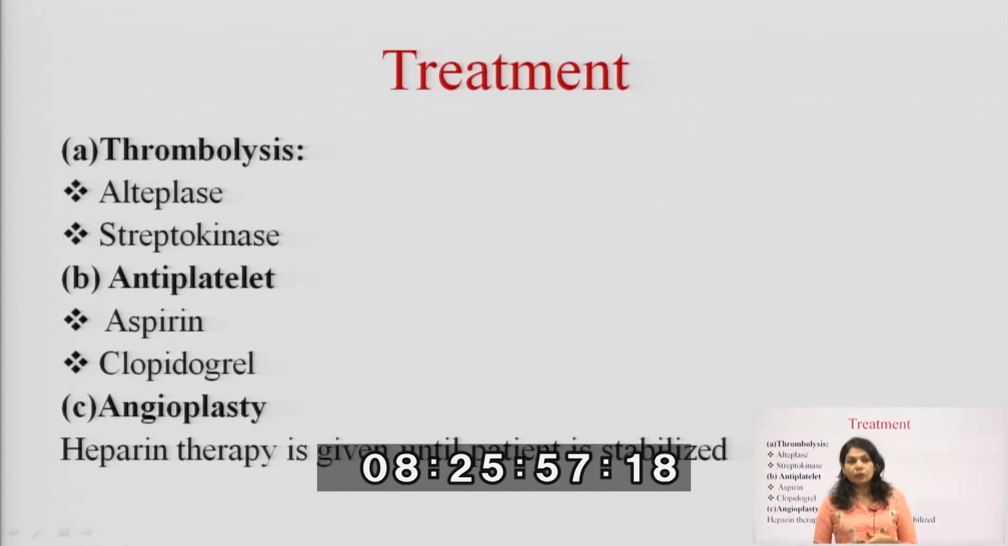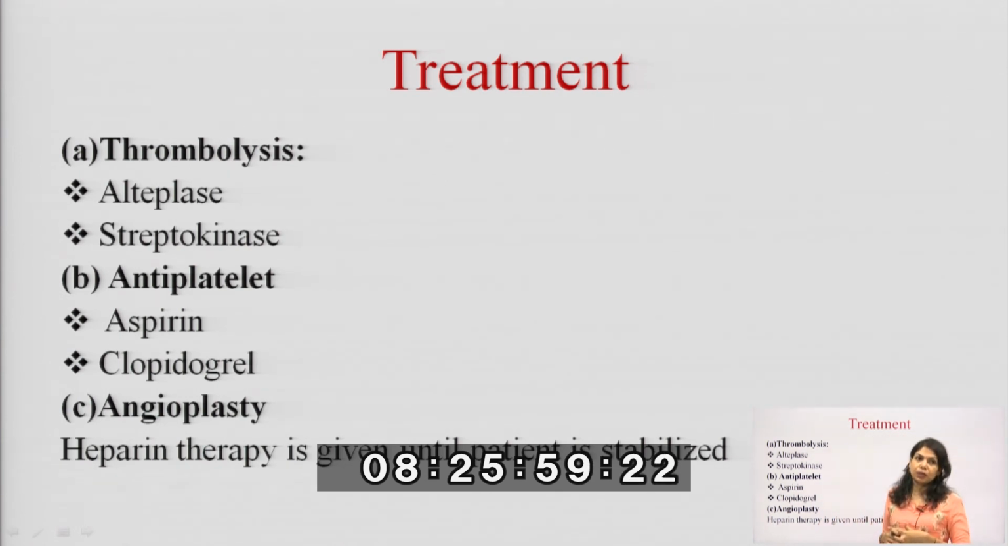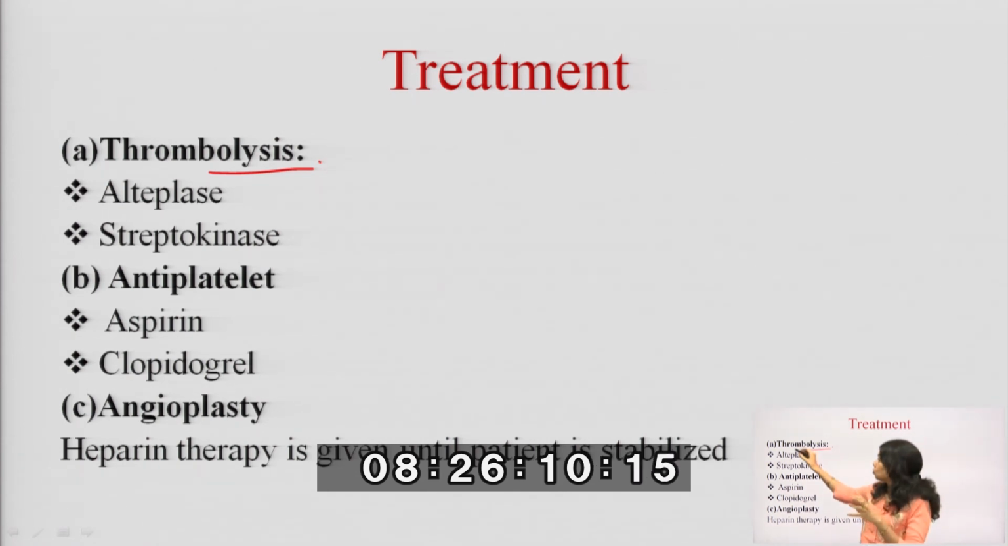Finally, coming to the other parameters, how you will treat. First of all is thrombolysis, the different drugs which are given. Thrombolysis is the breakdown of the thrombus. How can you break down this thrombus? By different drugs called alteplase and streptokinase. They cause lysis of that thrombus, breakdown of that thrombus.